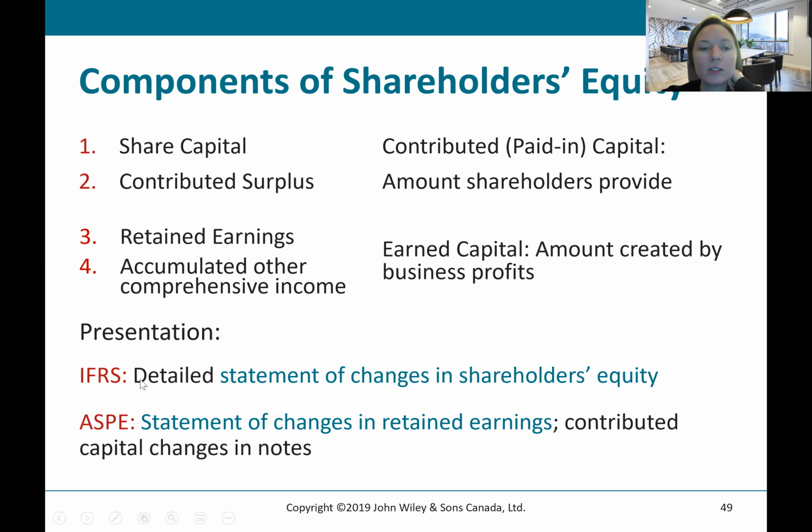So presentation. In IFRS, we have to present in our financial statements a detailed statement of changes in shareholders' equity. So this shows all the transactions that have gone through shareholders' equity in the year. And ASPE requires a statement of changes in retained earnings and contributed capital changes in the notes. So we're required to provide a lot of the same information. It's just presented slightly differently. With IFRS, of course, requiring the most disclosure.